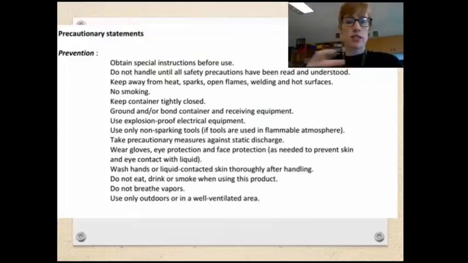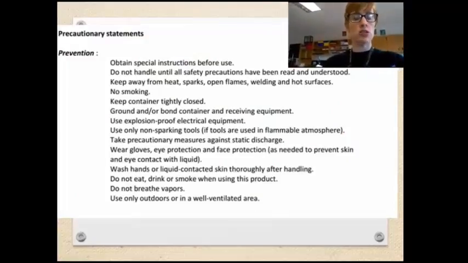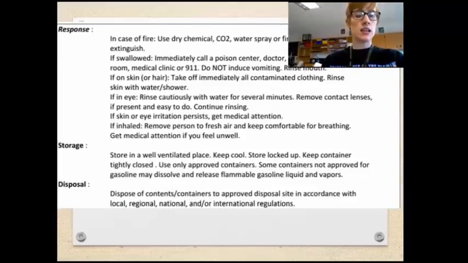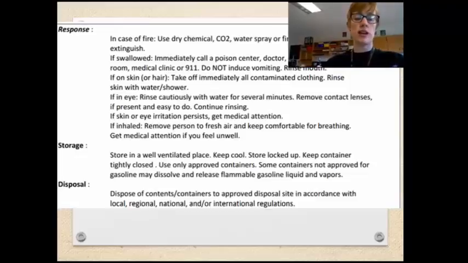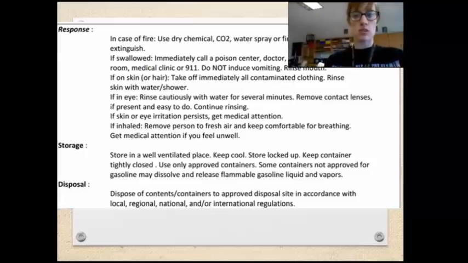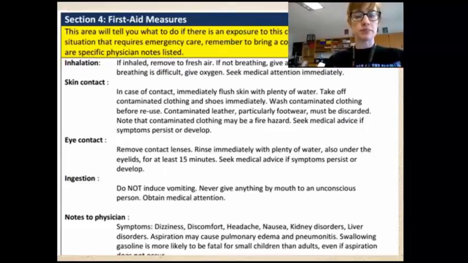This is still part of section 2. They give us some precautionary statements in section 2 that just tells us, okay, these are some things you're not going to want to do with your particular chemical. And then still in section 2, they give some information on how to store the chemical and how to dispose of it. So you get so much really important information in section 2. That's why I said this is the most important section to read when you are reading an SDS sheet.